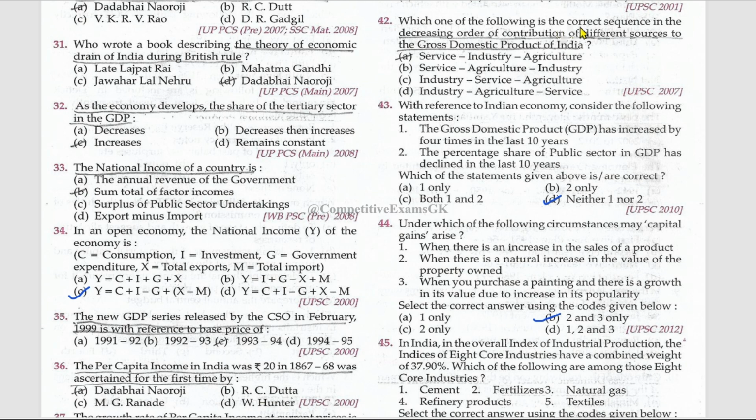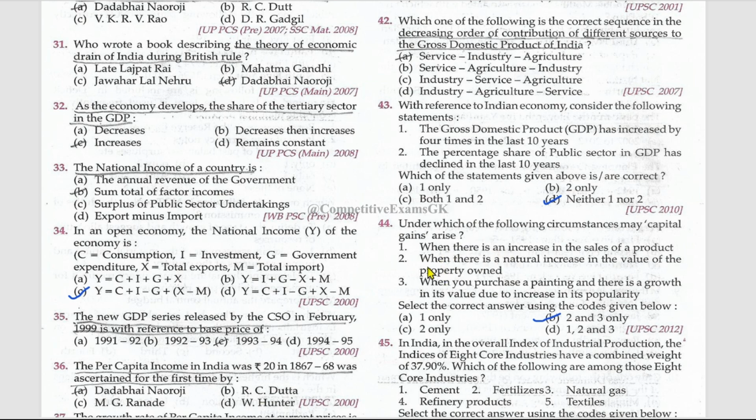Which one of the following is the correct sequence in the decreasing order of contribution of different sources to the gross domestic product of India? Service, then industry, then agriculture. With reference to the Indian economy, consider the following statements. Which of these three are the correct statements? The GDP has increased by 4 times in the last 10 years. The percentage share of the public sector in GDP has declined in the last 10 years. No, both are wrong.